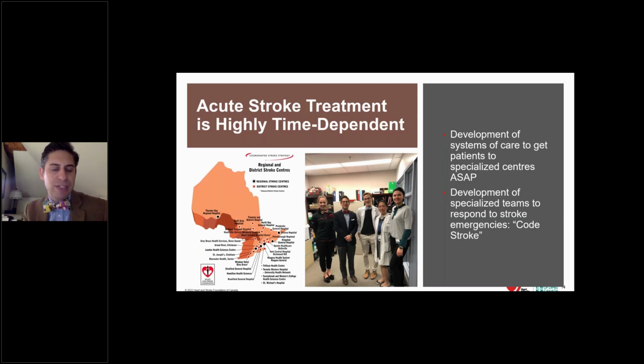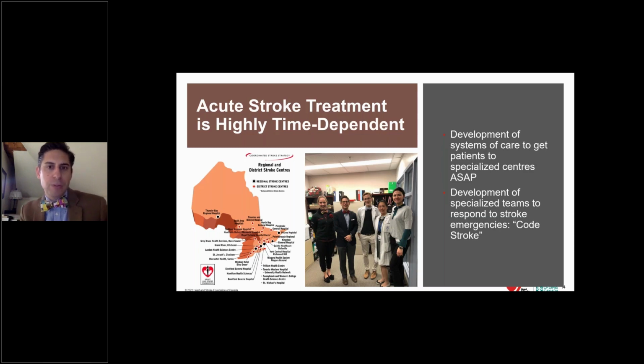And so on this map of Ontario, as an example, you'll see that there are in black the centers that are able to administer the most advanced stroke care. Those in red can do the first level of stroke care, but you'll see there are lots and lots of other hospitals across the province that are not equipped to provide stroke care at this same level.